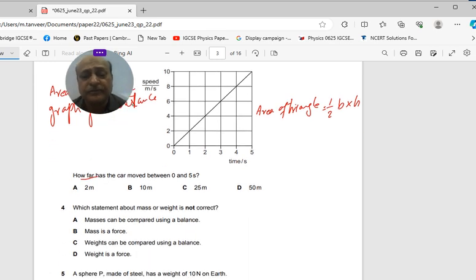So area of triangle will be equal to distance, equal to 1 by 2, base is 5, this is the base, and this is the height. Sorry, height is 10. So this will become 50 divided by 2, that is 25 meter. So first option is 2 meter, second is 10, third is 25. So this option will be correct.